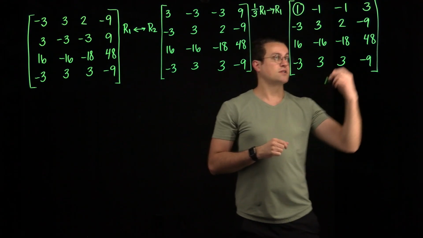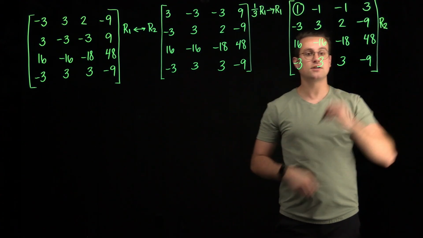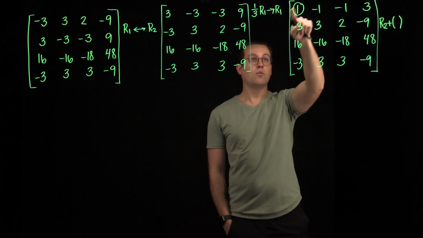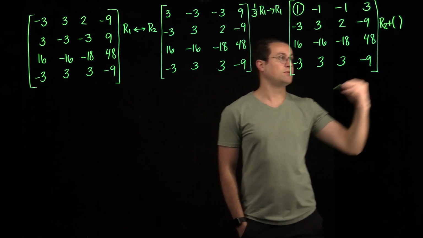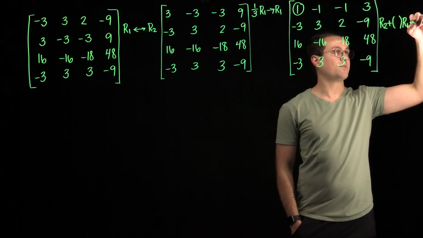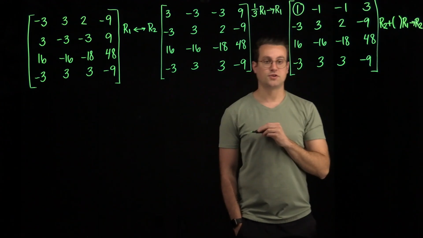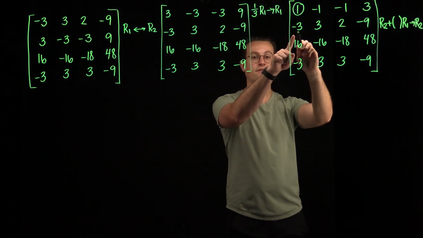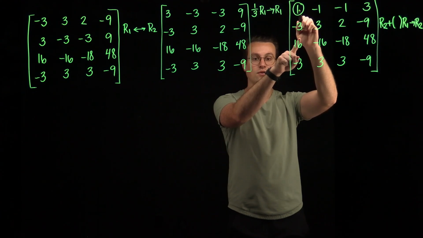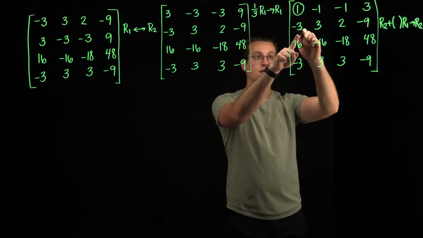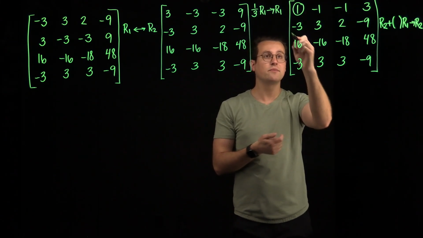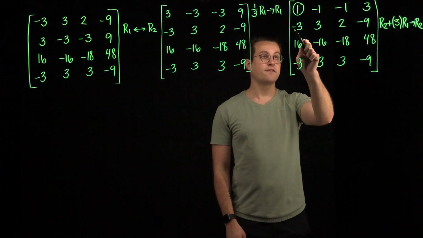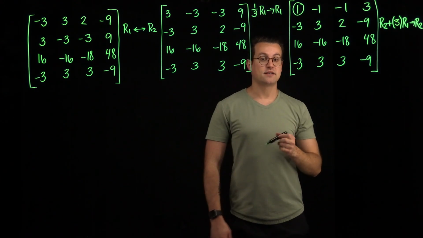So let's look at row 2 first. I start with row 2, the row I want to change, plus some multiple of the row with the 1 that has the pivot. So some multiple of row 1, and that will replace row 2. Now, what is that multiple going to be? Well, I want to take row 2, which is -3, plus some multiple of 1, and get 0. So -3 plus what times 1? Well, it's going to be the opposite of -3, or just 3. Notice if I do -3 plus 3, I get 0, and that's exactly what we're looking for.